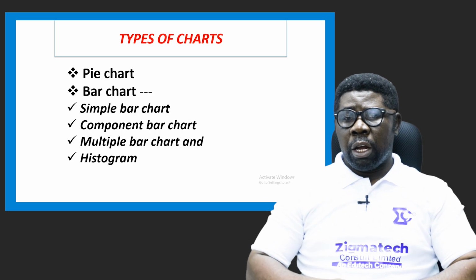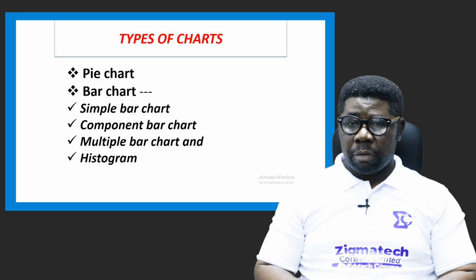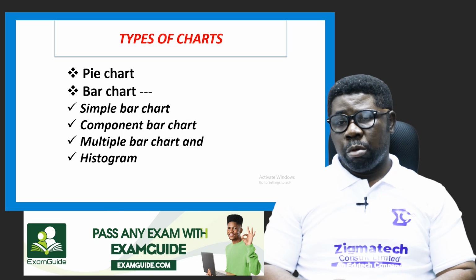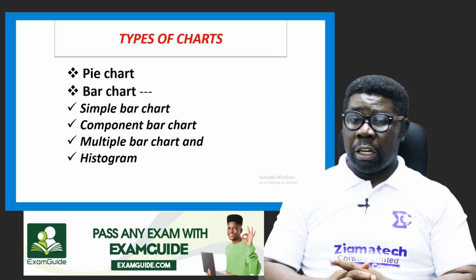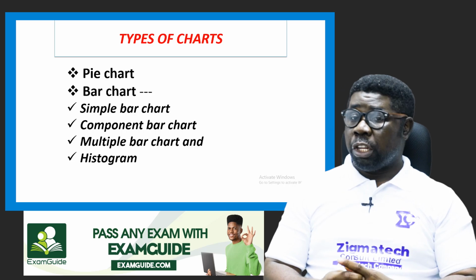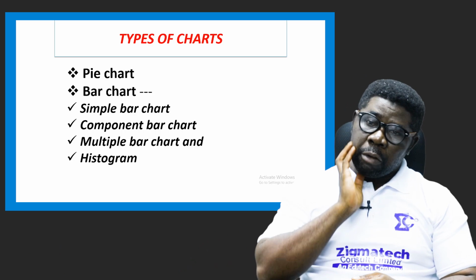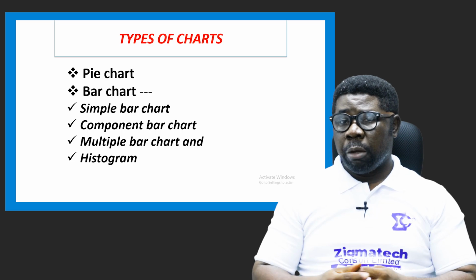But the second one is divided into two or even more types, okay? First, we'll have a simple bar chart, we'll have a component bar chart, we'll have a multiple bar chart, and then histogram. Of course, we have another one that's not listed here, which is what? The pictogram, okay? Pictogram is another kind of bar chart that we have. All right, so we'll talk about them as we move on further.